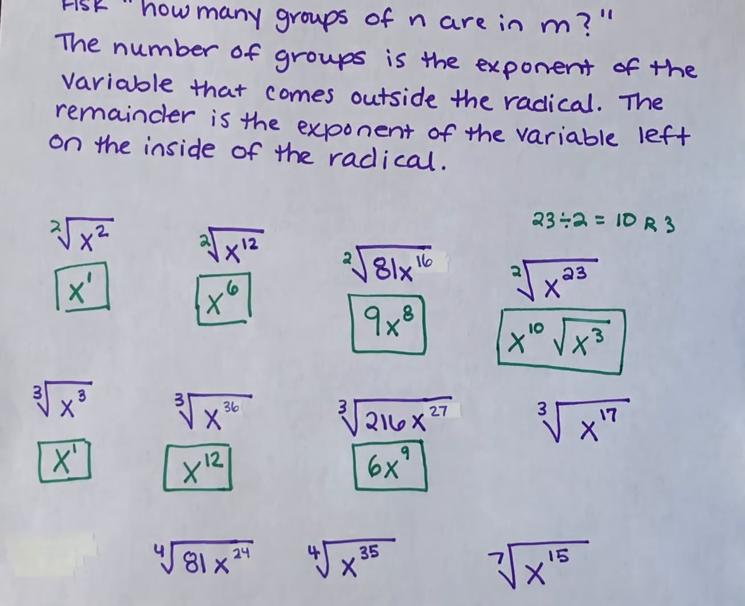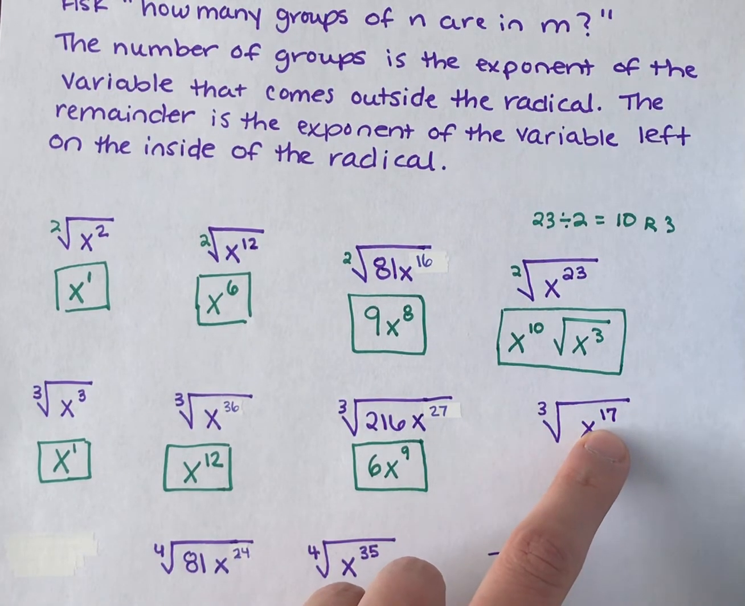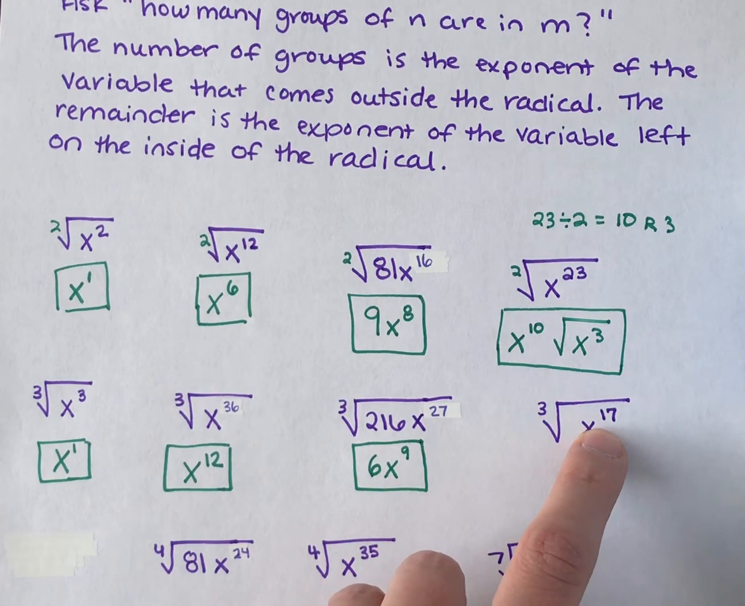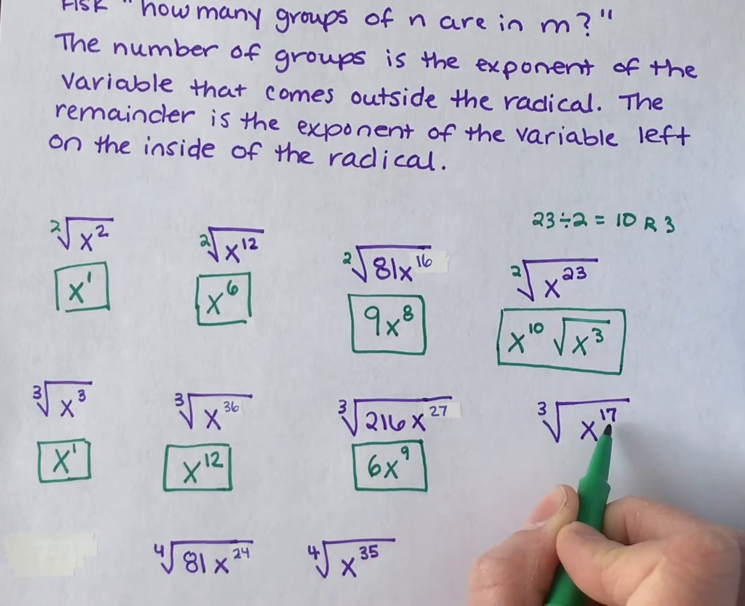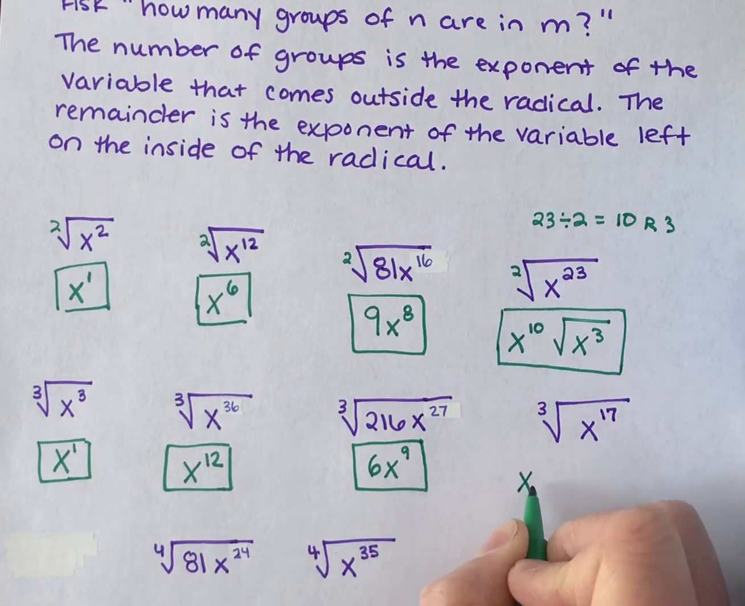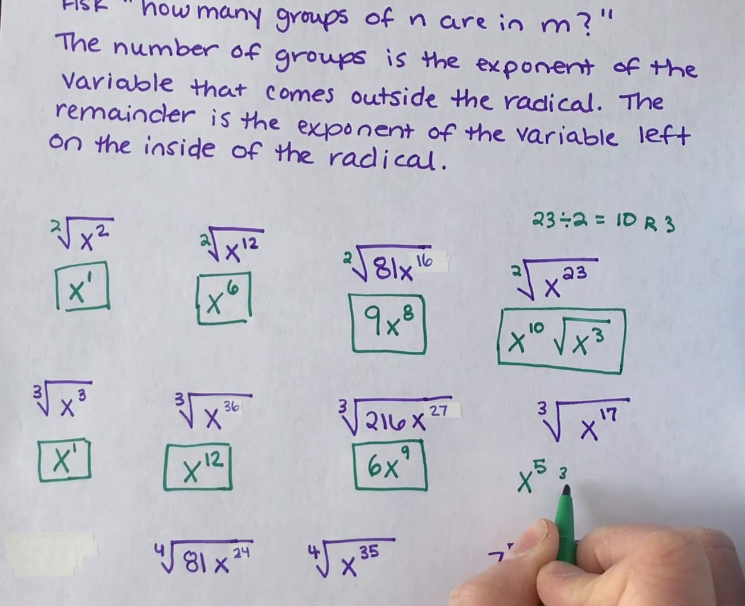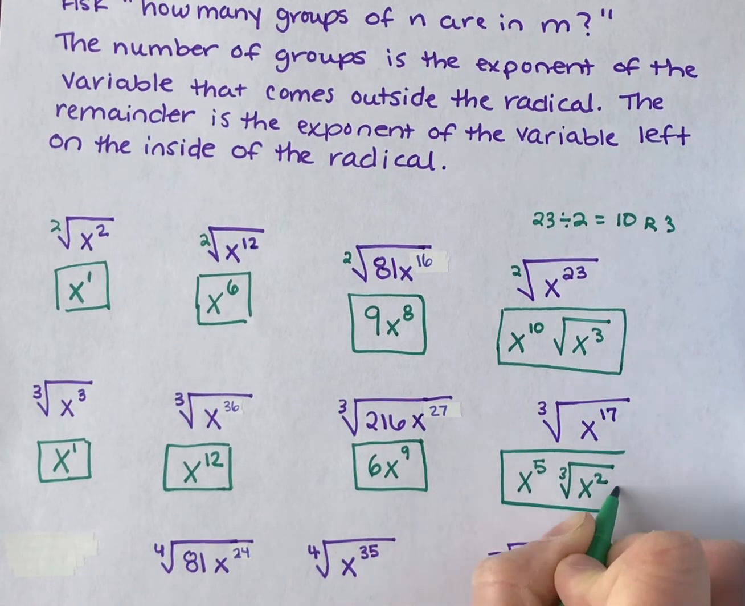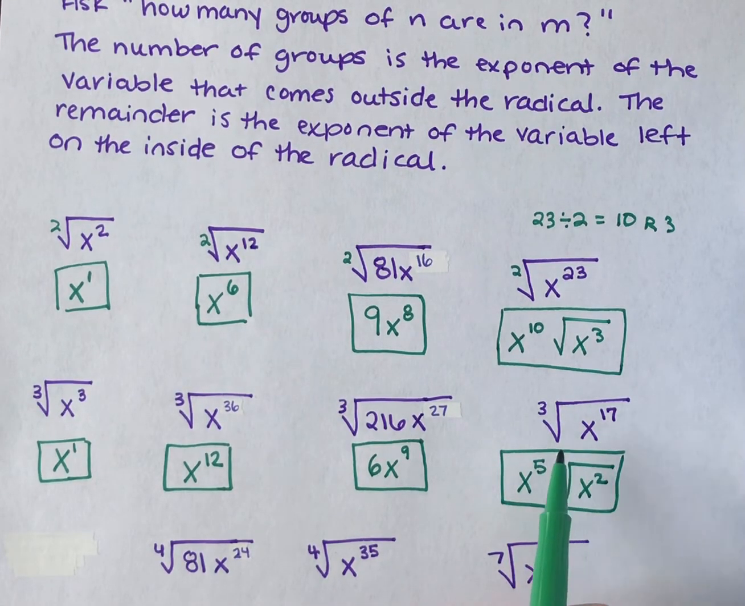Okay. And then here's another example where I have x to the 17th. I'm taking the cube root of that. Well, 3 doesn't divide into 17 evenly, but that's okay. We're just going to simplify it. So I'm going to say, well, 3 goes into 17 how many times? It goes in 5 times. 3 times 5 is 15, and there's a remainder of 2. So I'm left with an x to the second inside. Or you can think of it, how many groups of 3 can you make out of 17? I can make 5 groups, but there's going to be 2 that are left over.